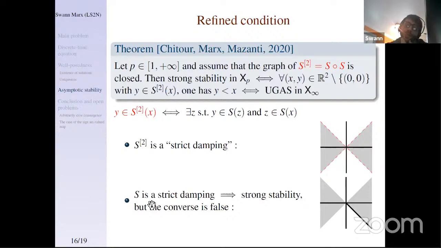What is interesting is that S being strictly damping implies strong stability, but the converse is false. If you consider, for instance, an S function given by this function, then you have strong stability. You have even more, you have a finite time stabilization, but you don't have S as strict damping because it belongs to these lines that have to be avoided for the strict damping.